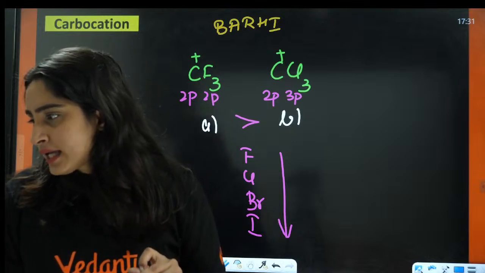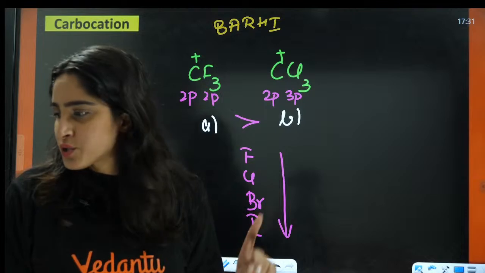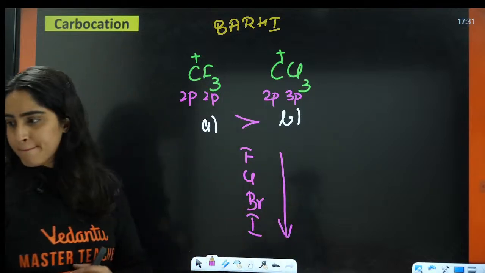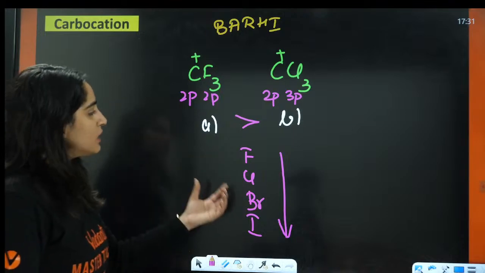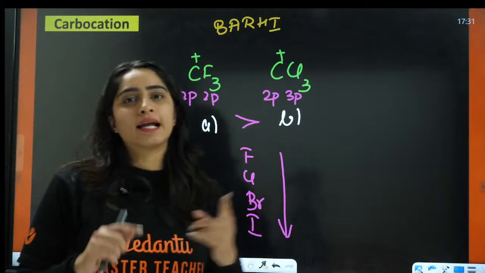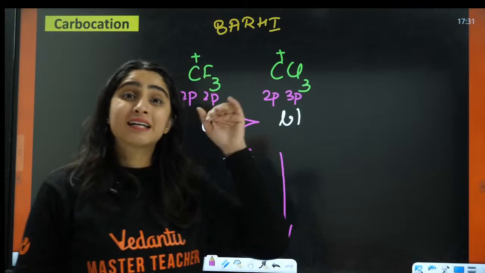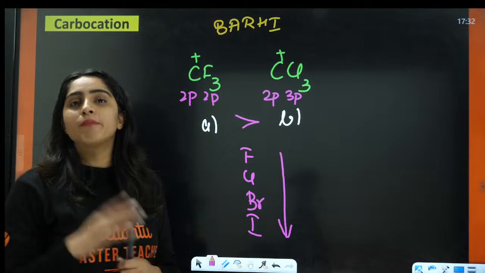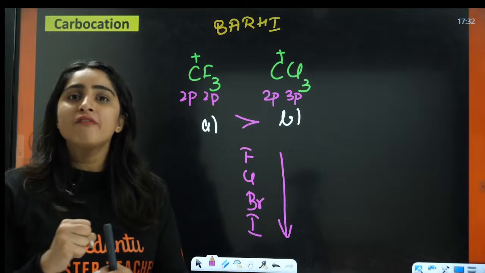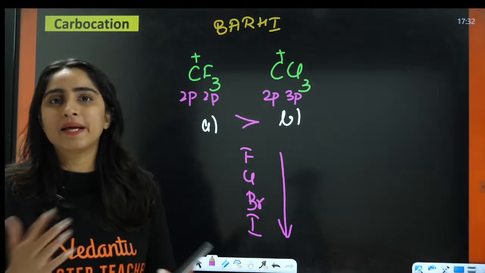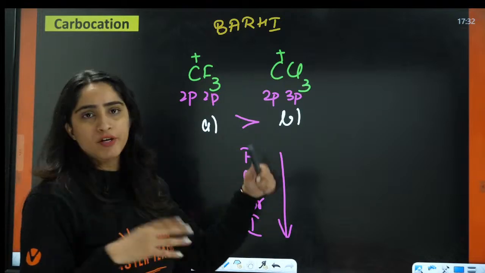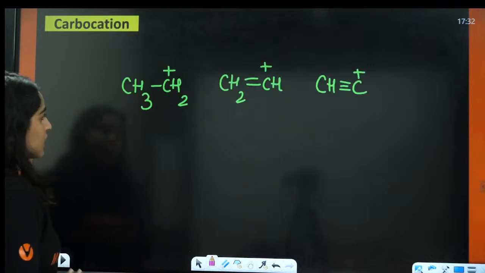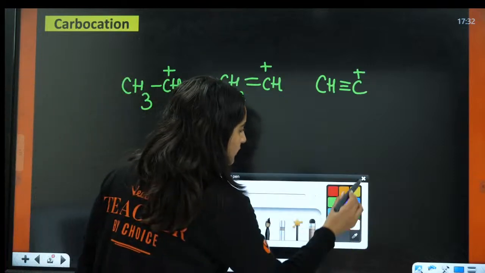Now, have you understood the last concept? Along the period, just see the electronegativity difference. But down the group, see the overlapping. The atoms that belong to the same period have good overlapping as compared to those that belong to different periods. Okay. Perfect.